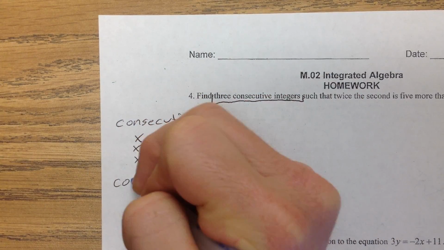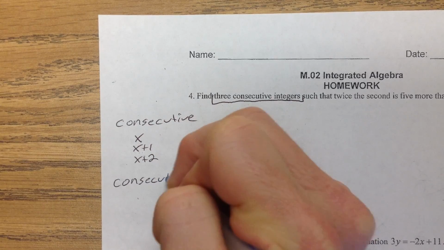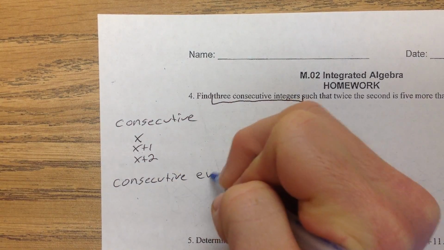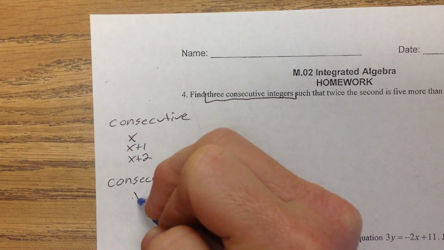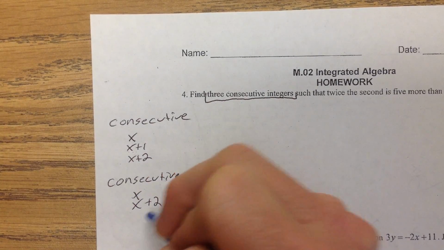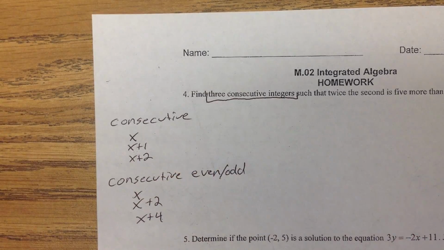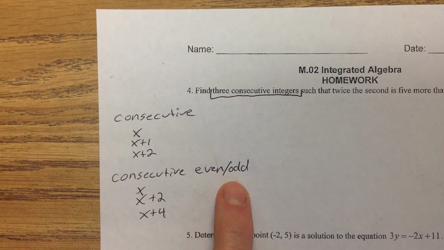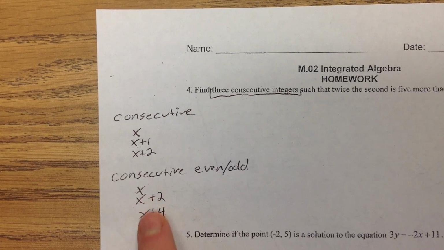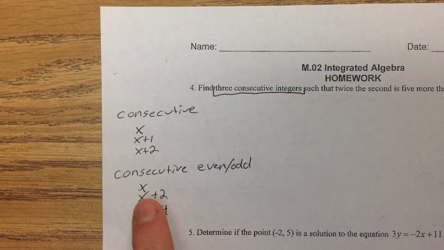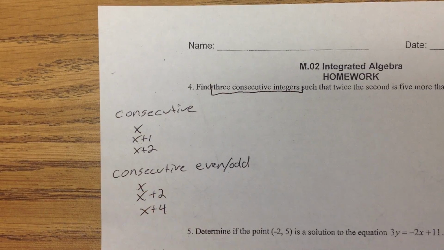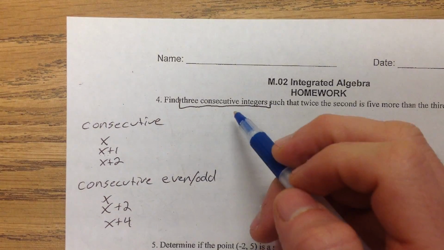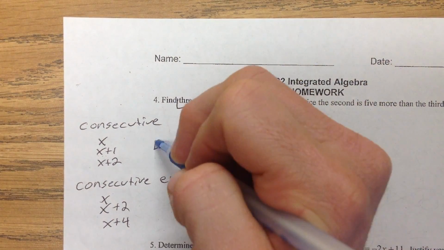When it's consecutive, even or odd, it doesn't matter. They're going to be the same. It's x, x plus 2, x plus 4. All right? That throws some kids off that even and odd have the same let statements, but it's true. The only difference is when you're doing an even problem, you're going to get an even answer for x. When you're doing an odd problem, you're going to get an odd answer for x. All right? Now, this one is just consecutive, so we're using these right here.